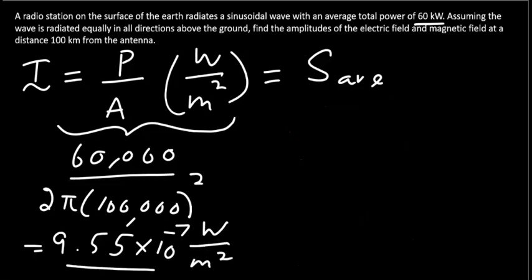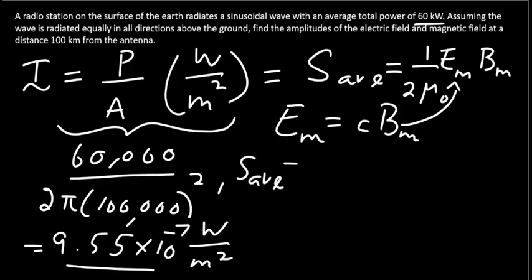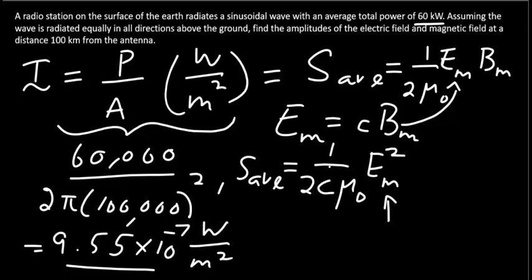Now we equate this number to 1 over 2 mu naught, the amplitude of the electric field times the amplitude of the magnetic field. We know the amplitude of the electric field equals the speed of electromagnetic wave c times the amplitude of the magnetic field. Substituting this expression in here, the intensity, or the average value of the Poynting vector, equals 1 over 2 c mu naught E_m squared, where E_m is the amplitude of the electric field.